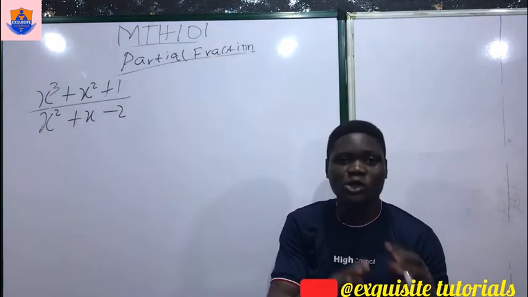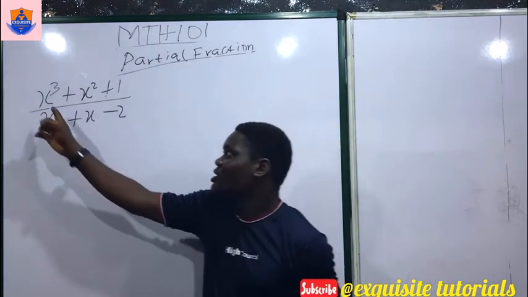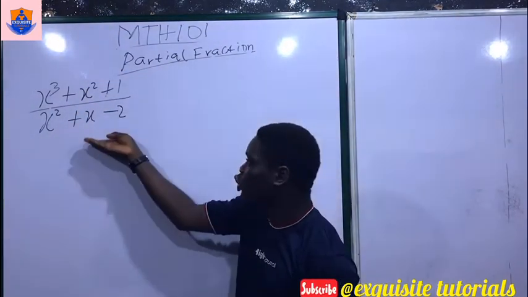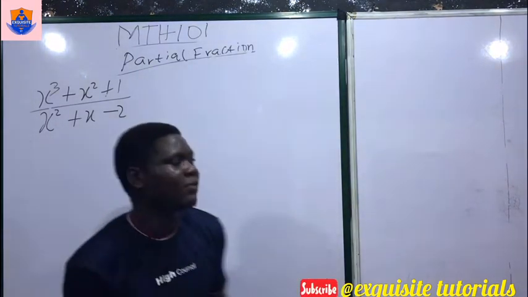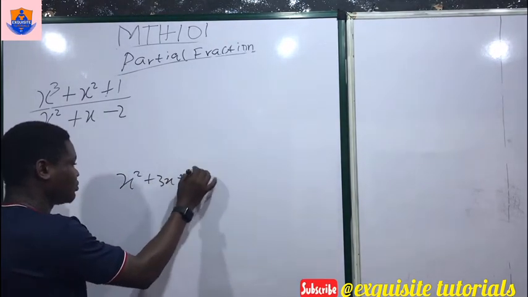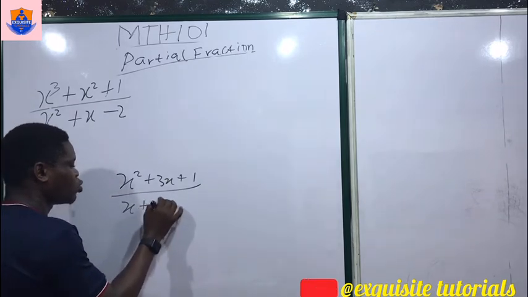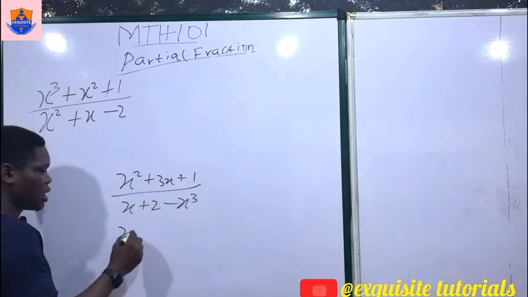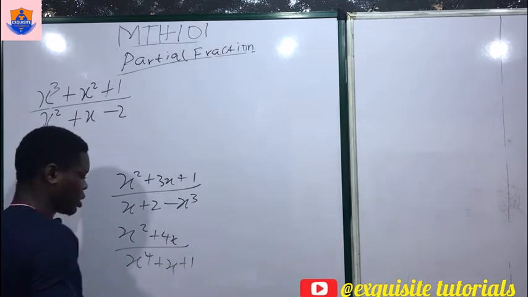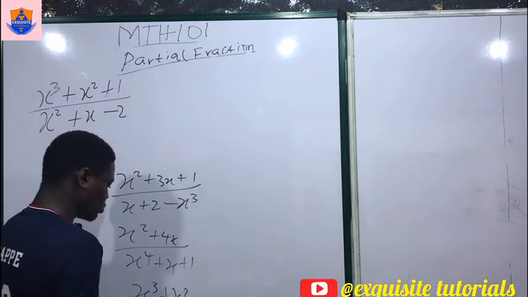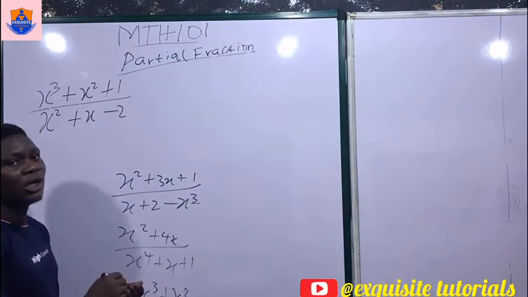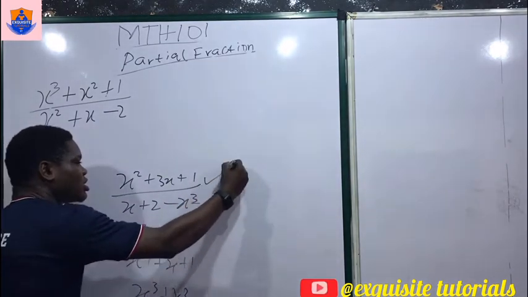But for partial fractions, the rule is: anytime the highest power of x is at the numerator, take that as an improper fraction. If the highest power of x is at the denominator, take that as a proper fraction. So if you are asked which of the following is a proper fraction: x squared plus 3x plus 1 over x plus 2 minus x cubed, x squared plus 4x all over x raised to the power 4 plus x plus 1, and x cubed plus x squared all over x raised to the power 5 plus x. Now the highest power of x here is 3, and it is at the denominator, so this is a proper fraction.